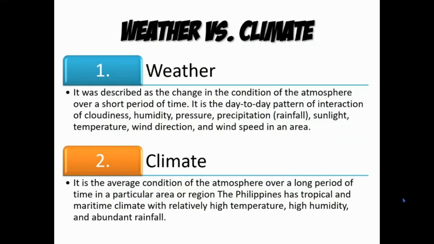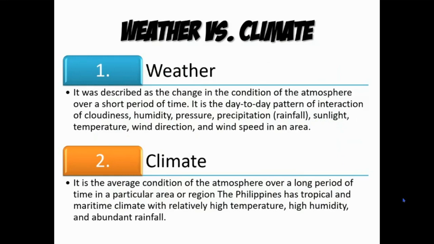So, ang weather, no, it was described as the change in the condition of the atmosphere over a short period of time. It is the day-to-day pattern of interactions of cloudiness, humidity, pressure, precipitation or rainfall, sunlight, temperature, wind direction, and wind speed in an area.